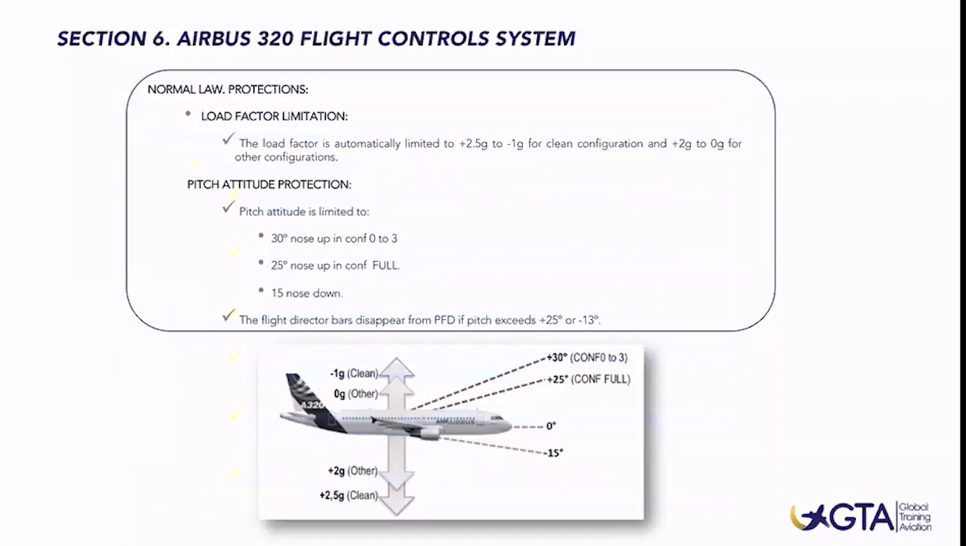Well, more protections that we have on the normal law. We have the high speed protection. This protection is activated at or above VMO or MMO, depending on the corrections. When activated, the trim setting is a limit between the setting and the aircraft entry into this protection at 11 degrees nose up. With the side stick release, the aircraft returns to a bank angle of 0.